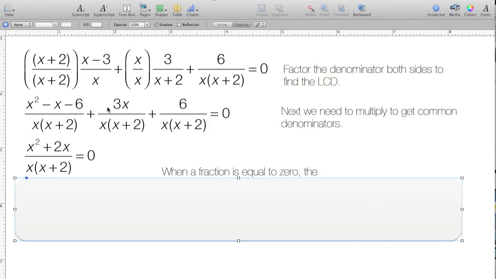We have an x, we have a 3x. Since it's plus, I don't have to worry about my sign changes. So 3x and negative x would give me 2x. Plus 6 and minus 6, since that's positive 6 here and negative 6 here, that gives me 0. So that's why you don't see a constant written there.